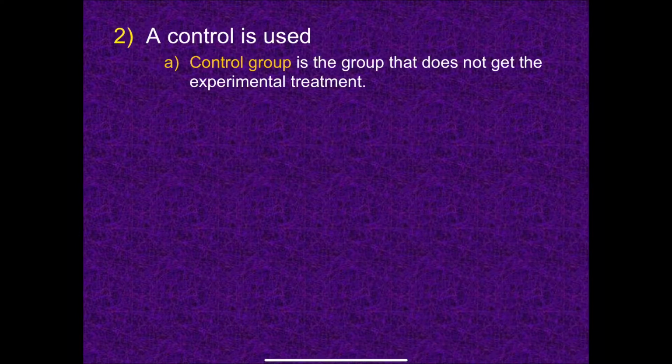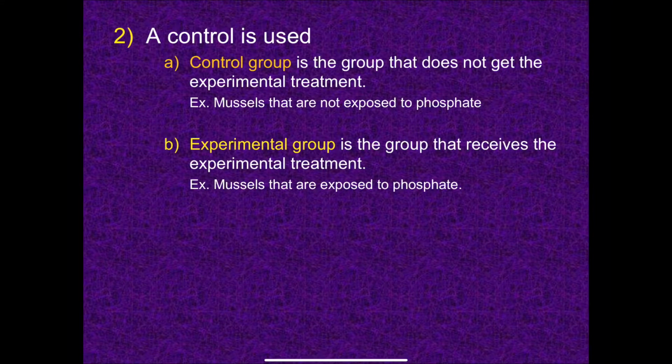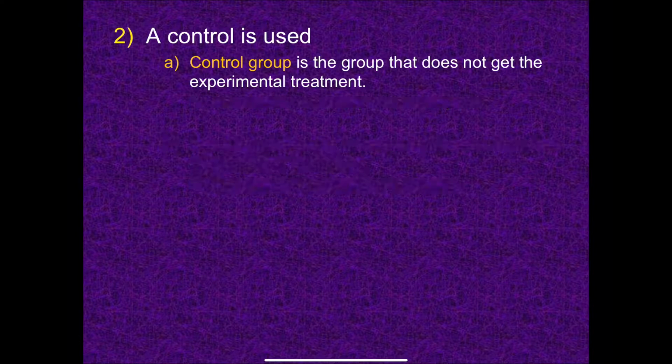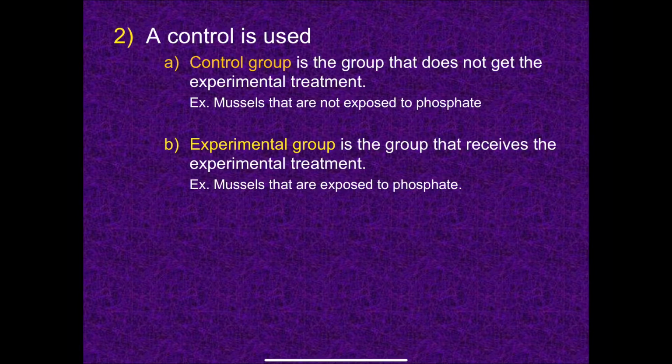And the control is the group that is getting exactly the same treatment as the experimental group, except for the variable they're testing. In this case, it's the phosphate, right? What is not the control group is the experimental group, and this is a group that receives the experimental treatment. So I guess in this case, it's the phosphate. So that's what you're testing, right? So in a good experiment, you should always have an experimental group and a control group, and everything is the same between these two groups except for what you're testing, which is the experimental variable, right?